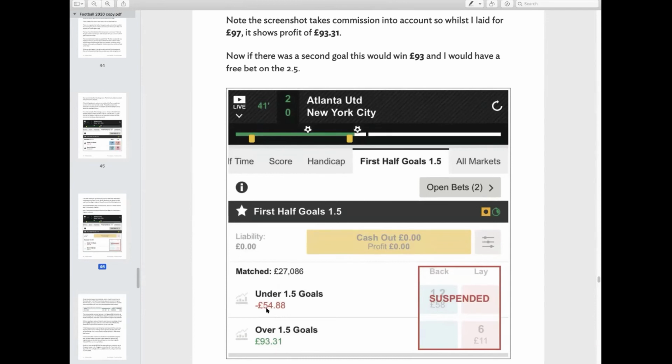Yes, it's going to cost me an extra 54 if there's no goal, but now 1 goal gets me out of trouble. So now I'm up £10 minimum on the game, and it's 41 minutes.